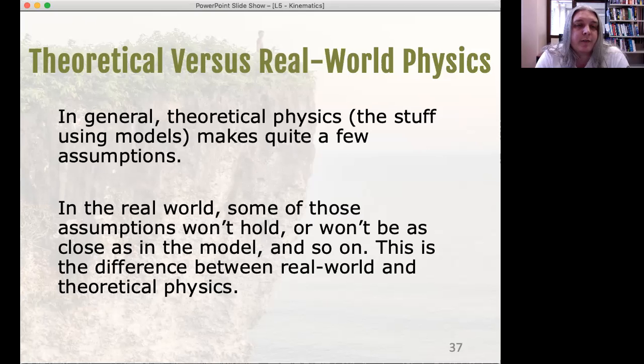And that's the difference between theoretical and real-world physics. In general, theoretical physics, using the mathematical models, makes quite a few assumptions. In the real world, some of those assumptions aren't true, and so we have to be aware of that so that we can allow for that in our discussion and analysis of certain scenarios. So you do need to be aware of these assumptions and when they're going to fail.